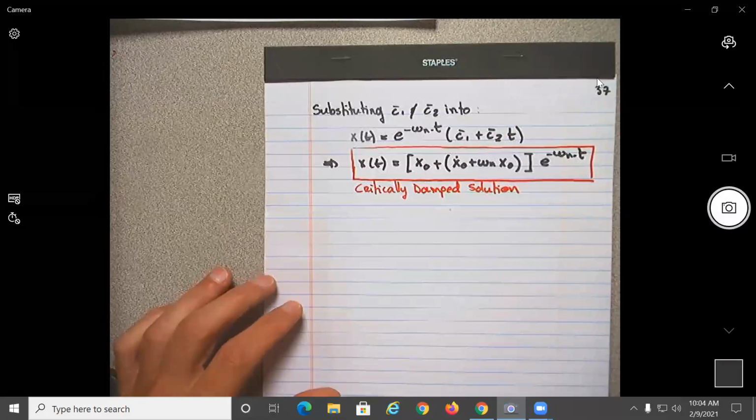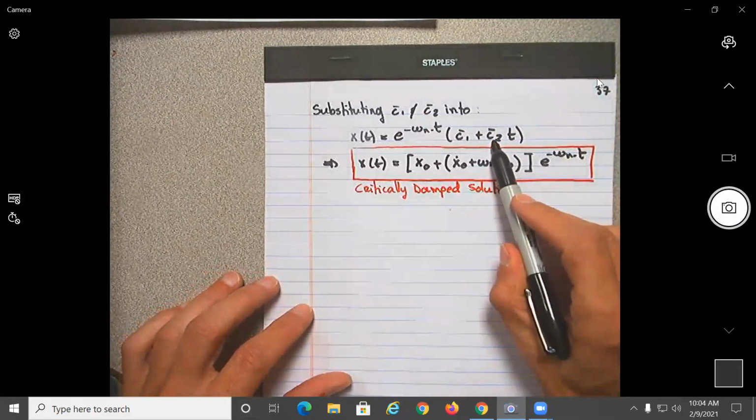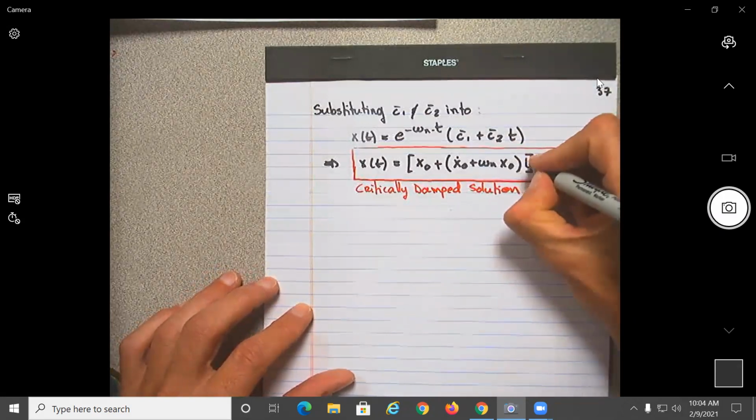Okay, guys, so somebody mentioned to me that I forgot the t over here. It's true, I put the C2, but I forgot to put the t, so put t over here.